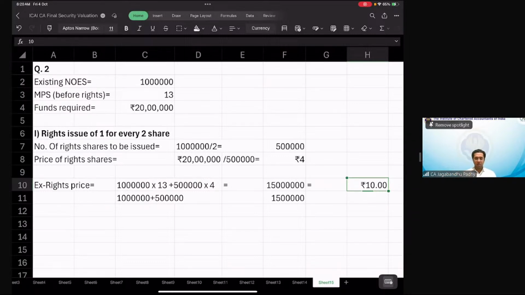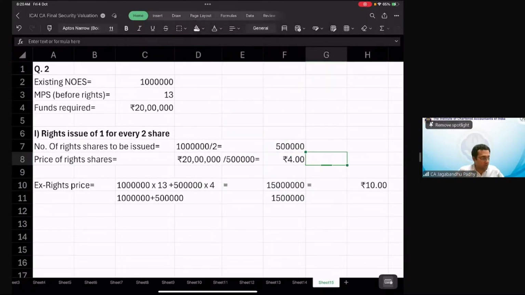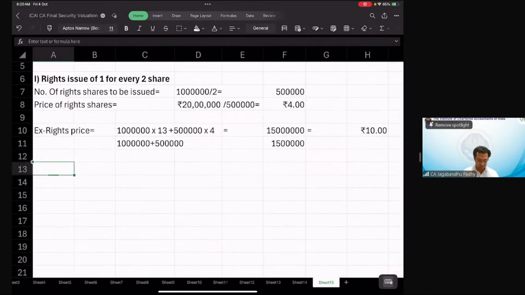Right? Okay. Now, think from the point of view of a shareholder. He is going to get the right shares at a price of 4 rupees, whereas the X rights price is 10 rupees. Right? So what is the benefit that the buyer of this right share is going to get? What is the value that the buyer is getting due to rights issue?